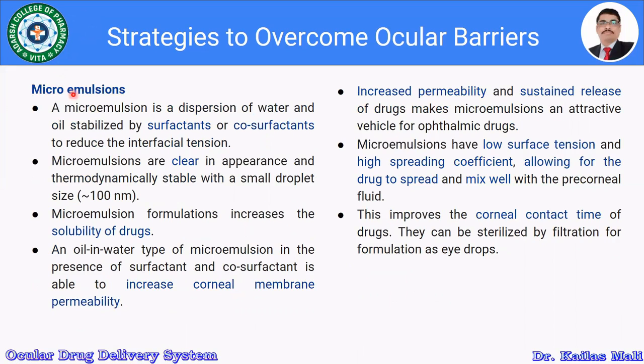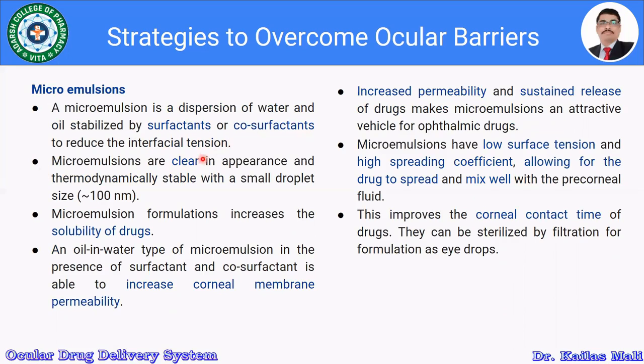Let us see the microemulsion. Microemulsion is yet another approach to improve the solubility of the drug as well as the permeability of the drug through the ocular tissues. A microemulsion is a dispersion of water and oil which is stabilized by using surfactants and or co-surfactants, which are going to reduce the interfacial tension.